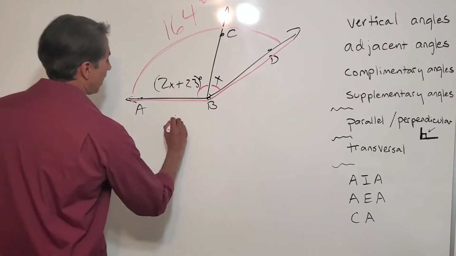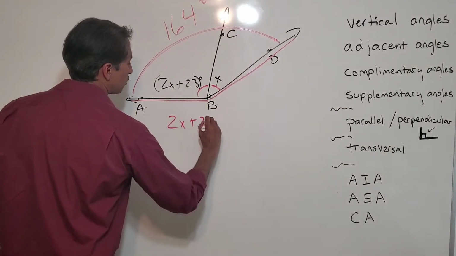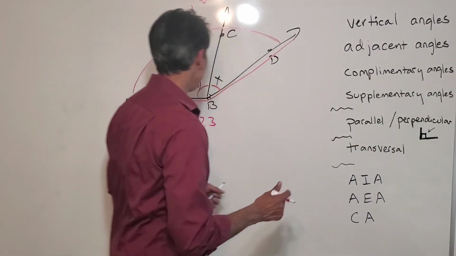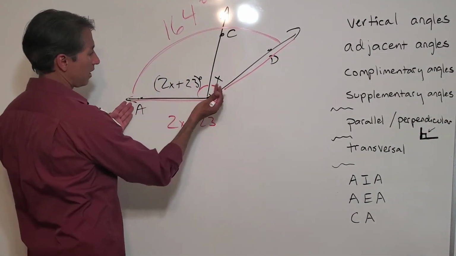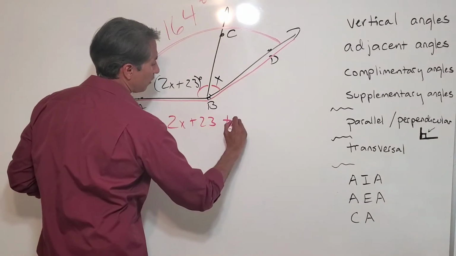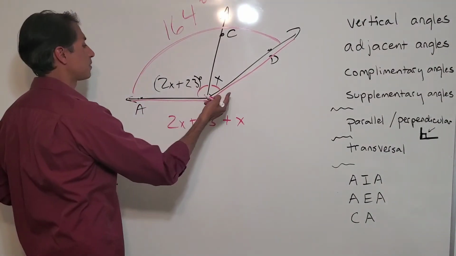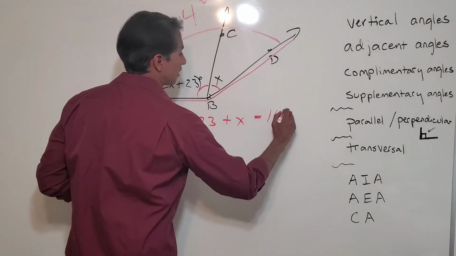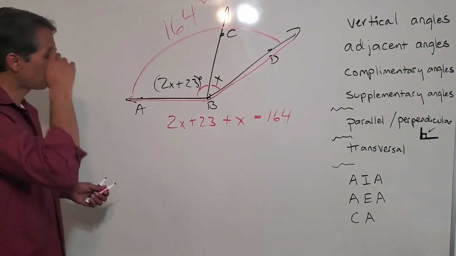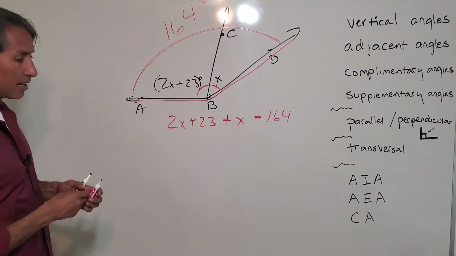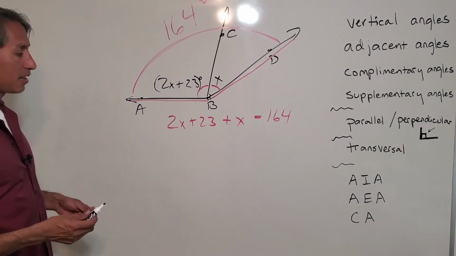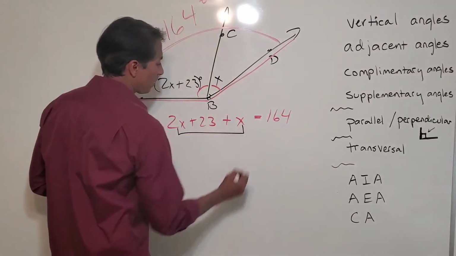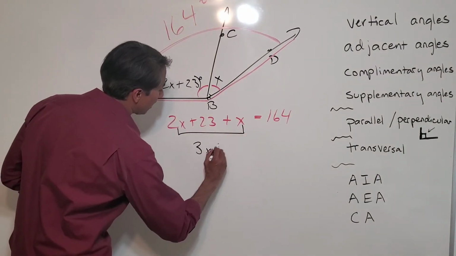All right, I have 2x plus 23. Let me put this down to move that out of the way. I have the first guy, right? And then I have plus x, because that's the next part. And I know that all of this is going to equal 164. Okay? I can now do a little bit of math here. I can combine like terms. So I can combine my 2x plus an x and get 3x.